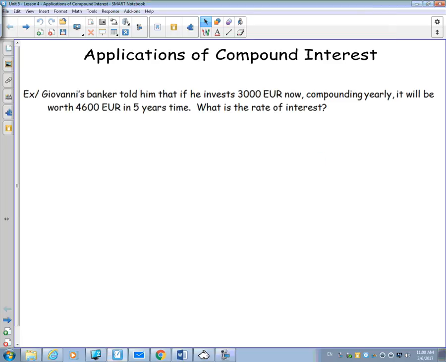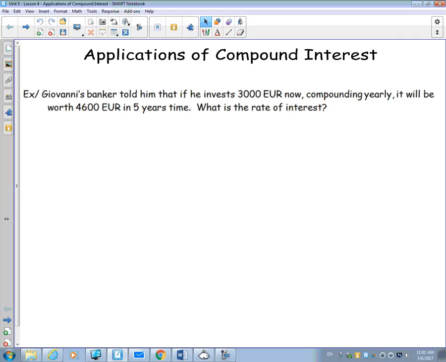In this lesson, we're going to examine the other parts and pieces of compound interest and the things you can solve for. So for example, the rate, or how long you need an investment to be in for before you accumulate a certain amount. So we'll start with some examples, and basically it's just examples today.